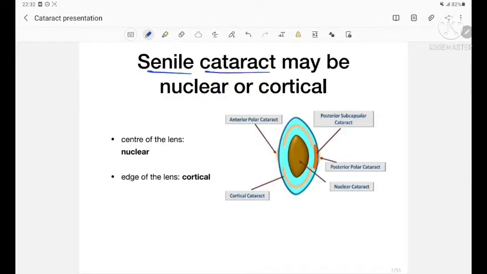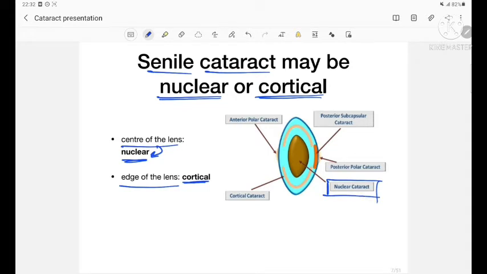The senile cataract can be either nuclear cataract or cortical cataract. If the center of the lens is involved, then it is nuclear cataract. If the edge of the lens is involved, then it is the cortical cataract. So, this is the nuclear cataract and this is the cortical cataract. The two semilunar shaped cataracts are the cortical cataract.